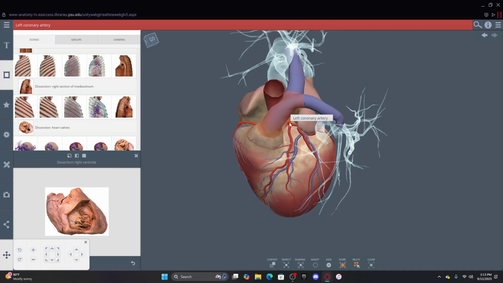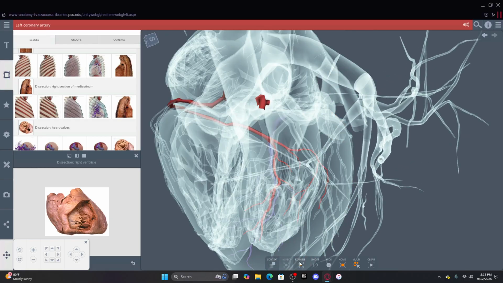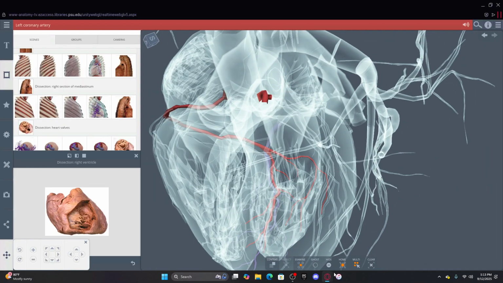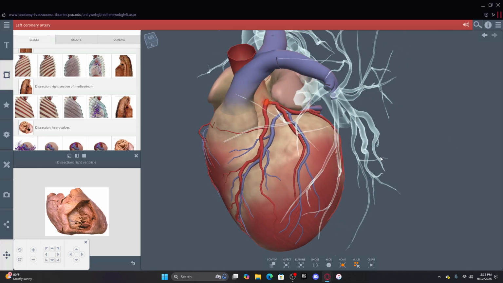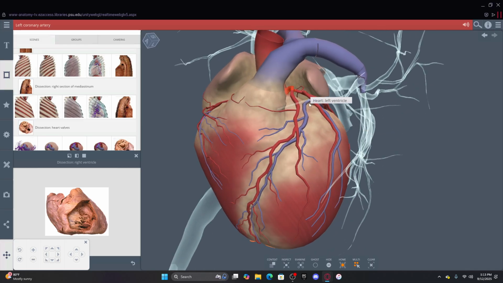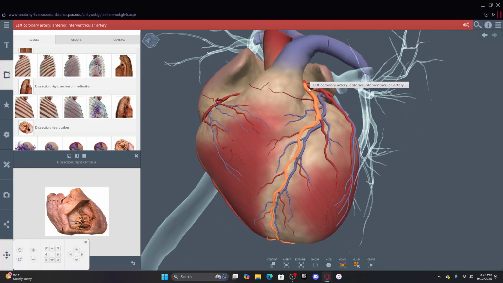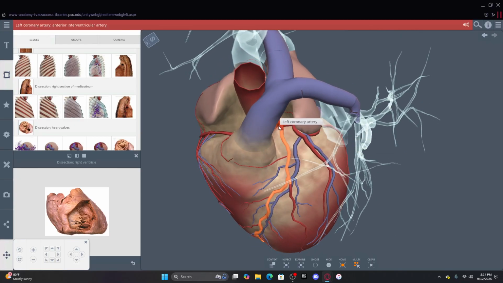So when we're looking at the left coronary artery, it is right here. You see that structure in the back. If I examine, the left coronary artery is right here, just this little section. The left coronary artery branches into two arteries. So we have the anterior interventricular artery, coming all the way through the anterior interventricular sulcus, right?